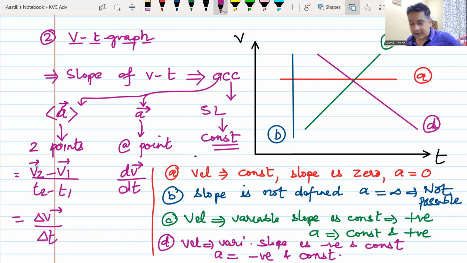That is the first thing that we must remember about a velocity time graph. The slope of velocity time graph will give us acceleration. It can give us average acceleration between 2 points, or it can give us instantaneous acceleration at one point. 4 types of acceleration I have drawn. If the graph is a straight line parallel to the t-axis, acceleration is 0. If it's parallel to the y-axis, it is not possible. If it is like this, acceleration is positive. If it is like this, acceleration is negative. Do we understand this? Yes or no?